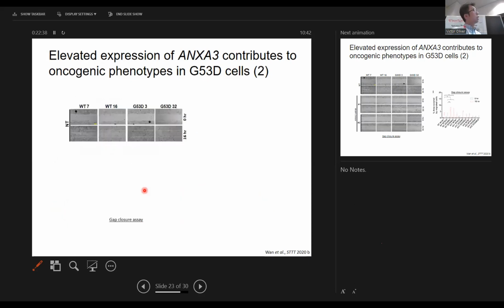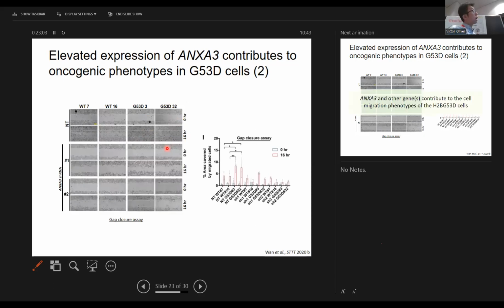We further performed a gap closure assay, which is also called the scratch assay. You can see that in the normal situation, in the non-targeting control, the mutant cells are able to migrate into the gap much faster than the wild-type cells. This is the 0-hour control, and this is after 16 hours, when the cells have migrated from the periphery into the gap in the middle.